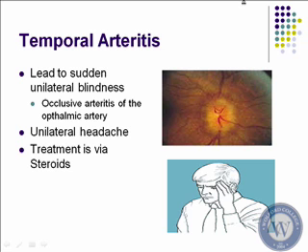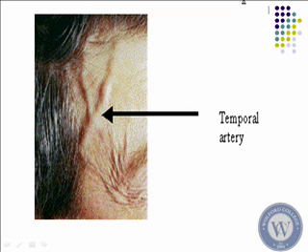The next one we'll talk about is temporal arteritis. Temporal arteritis is a disease where you have unilateral blindness. It's from acute occlusion of the ophthalmic artery, which leads to unilateral headache. Treatment is high-dose steroids, but what you want to do is make sure that before you start giving high-dose steroids, you diagnose it. What you need to do is find where the temporal artery is and biopsy it.